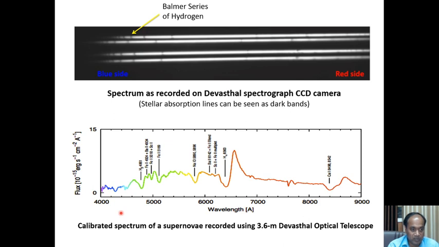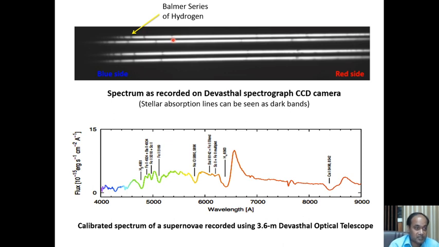This is one example taken from the 3.6 meter Devasthal optical telescope, where a supernova spectrum is shown. If you look at the raw spectrum first, you see these dark bands. Go back to my previous slides. Remember that there are these absorption bands which we are seeing.